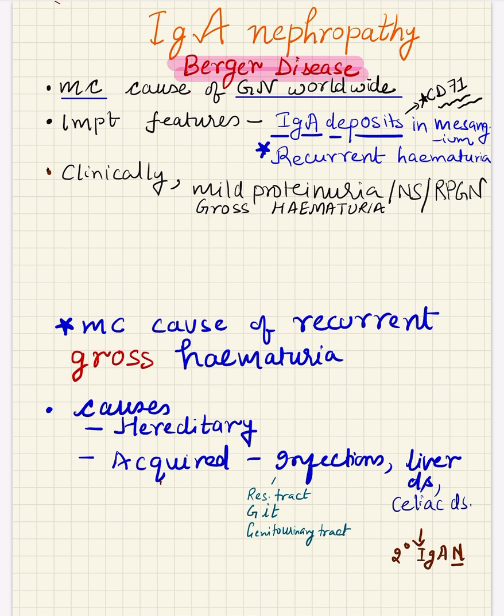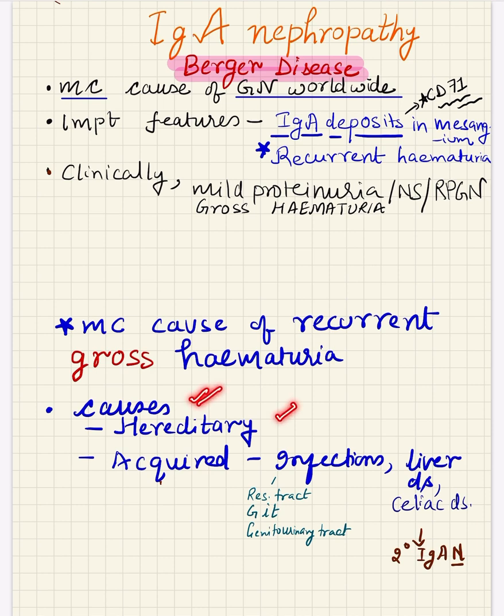Then it can also present as an acute nephritic syndrome, with hematuria and proteinuria as well, and it can progress to crescentic glomerulonephritis or rapidly progressive glomerulonephritis. Again, you can recall that in type 2 RPGN we have read IgA nephropathy as a cause. Now, it is again an MCQ: it is the most common cause of recurrent gross hematuria.